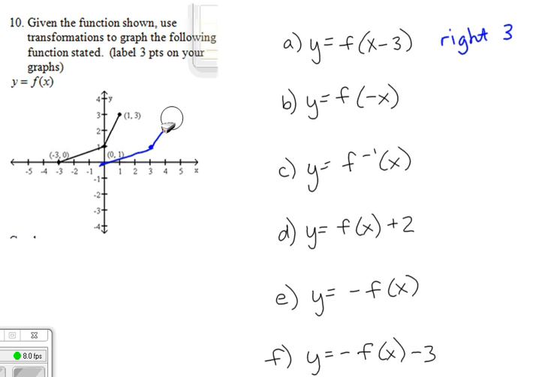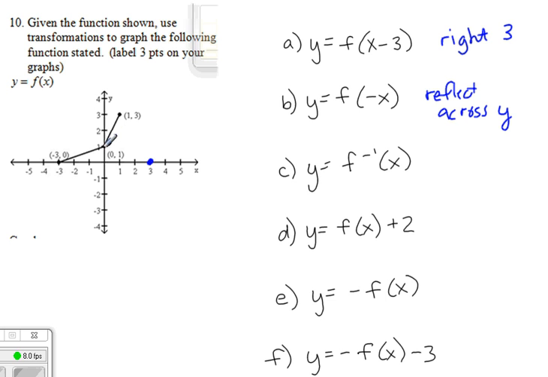Part B. Now this one, all the x's are going to become negative x. So when an x value becomes the opposite value, that's going to reflect across that y-axis. So I'm going to write reflect across the y. So if this point reflects across the y value, its negative 3 will become a positive 3.